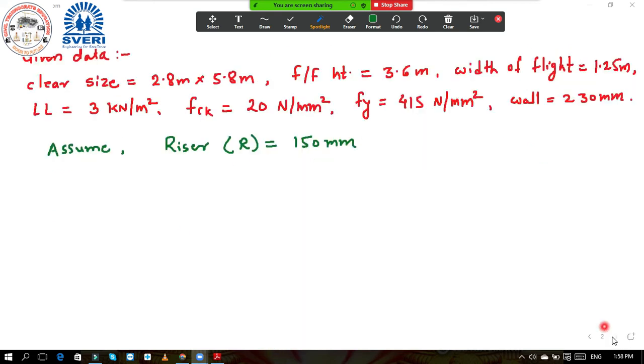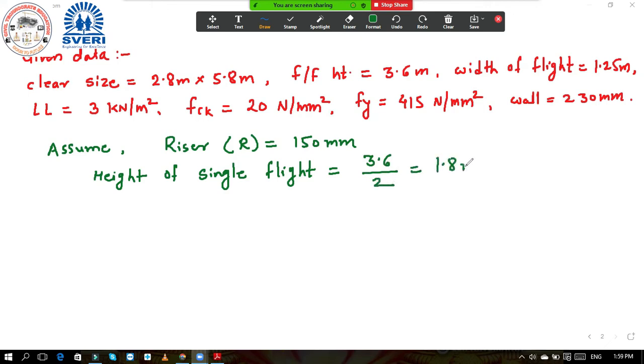Okay. So again come over to this point here. What we can say, the height of a single flight. What is the height of a single flight? It is 3.6 meter divided by 2, which is equal to 1.8 meter. Okay, so 1.8 meter means what? 1800 mm. This is the height.